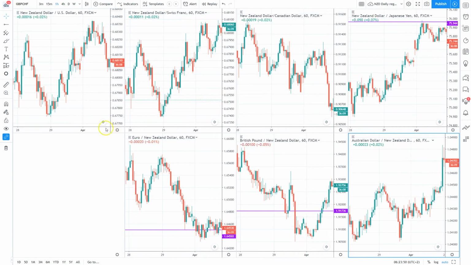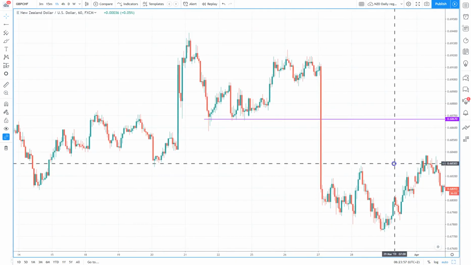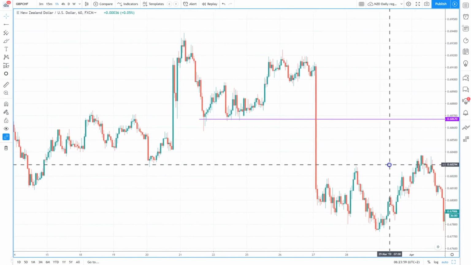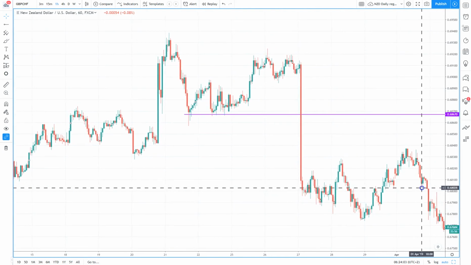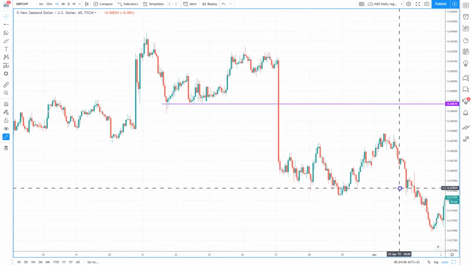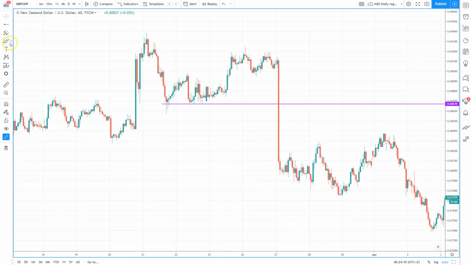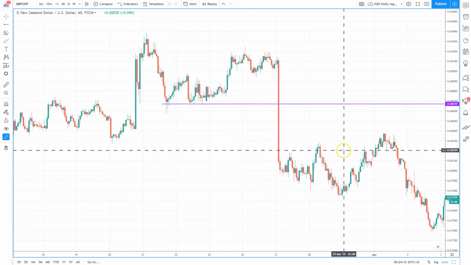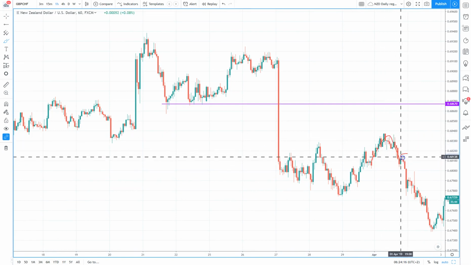Okay, now let's open them up one by one. Full screen, I think that's easier. Okay, so this one looks like that was our V formation, and then continued to go lower and lower and lower. Let's draw that V. Test phase.